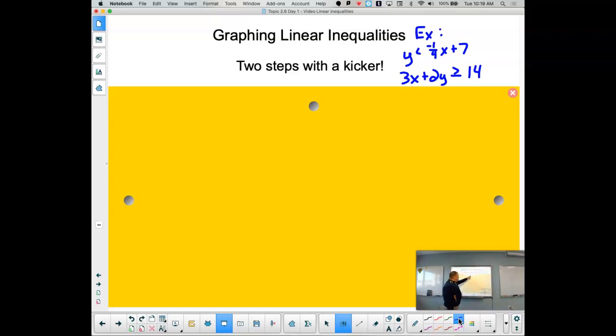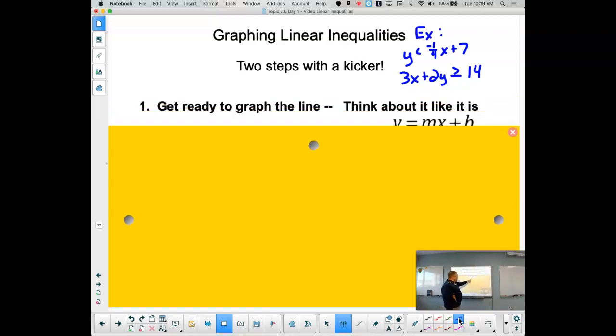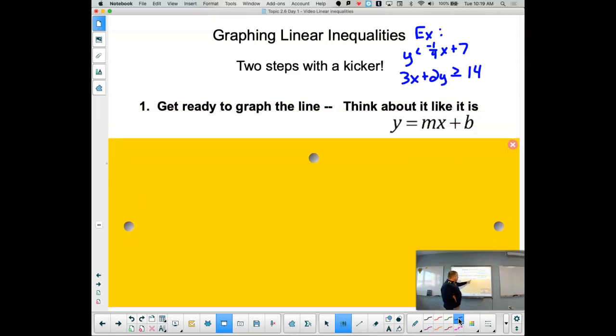So the steps that we go about in order to solve them, there's really only two steps. The first step is we're going to think about it like it was a line. So we're going to not worry about the inequality. We're going to solve for y, because then we can graph our y-intercept of b, and we can plot some more points using the slope as rise over run.